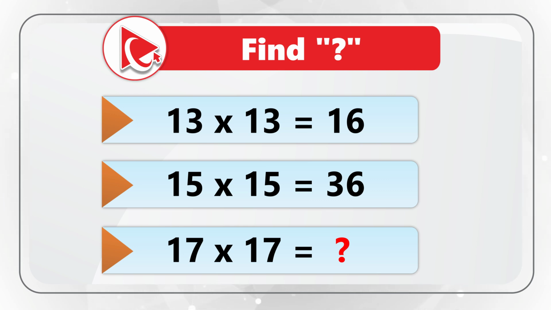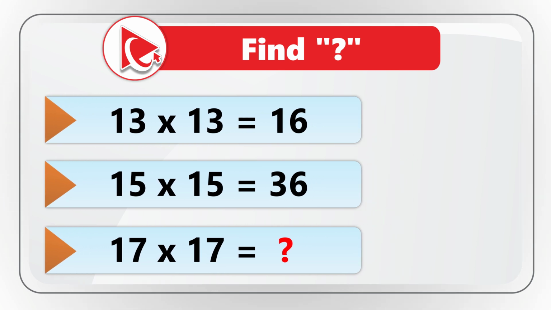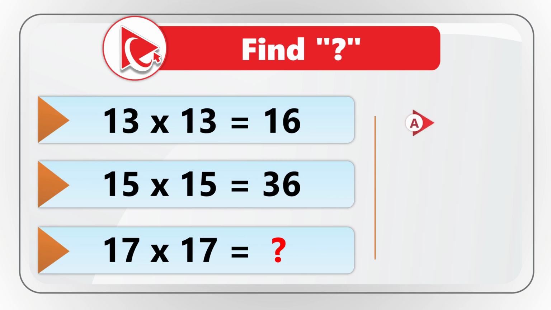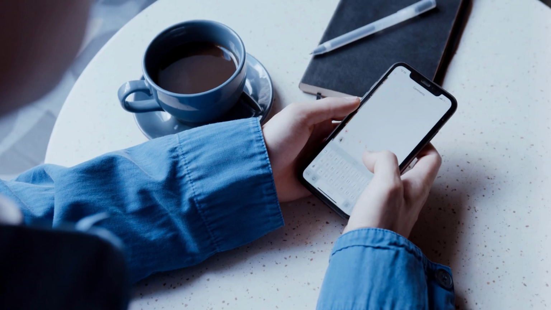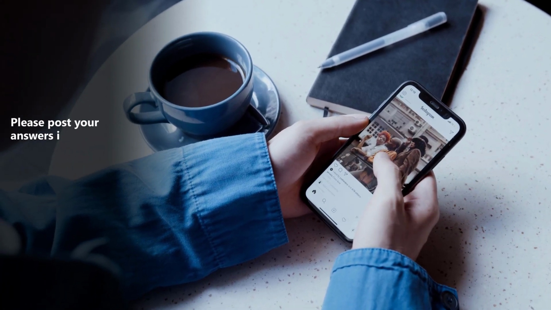You need to calculate and select the missing number out of 4 different choices. Choice A, 56. Choice B, 64. Choice C, 72. And choice D, 81. Take a close look, maybe pause this video for 10 to 15 seconds to see if you can calculate the solution. Once you're ready, please make sure to post your answer in comments.